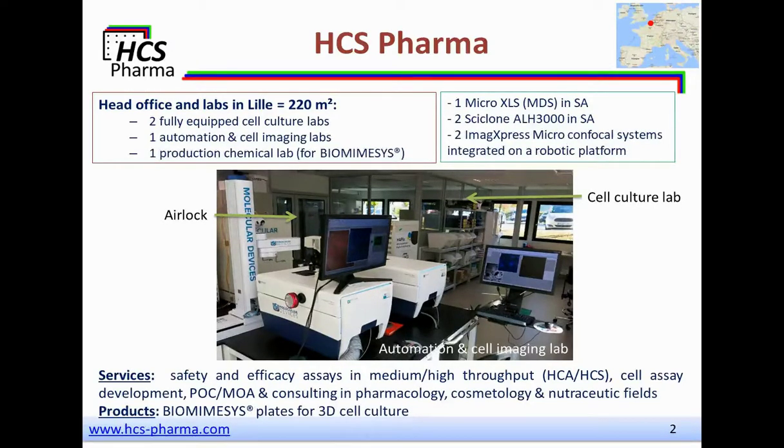So HCS Pharma is a company localized in France, in Lille, more precisely. We are equipped with two cell culture labs, one automation and cell imaging lab that you can see on this picture, and one production chemical lab for the creation of biomimesis plates. We are also equipped with robots in standalone, and we will talk to you in more detail about the two ImageXpress microconfocal systems that we have integrated on the platform.